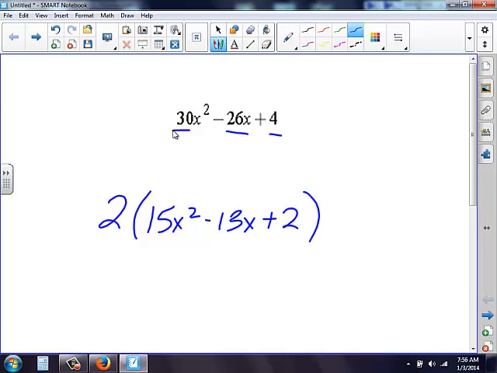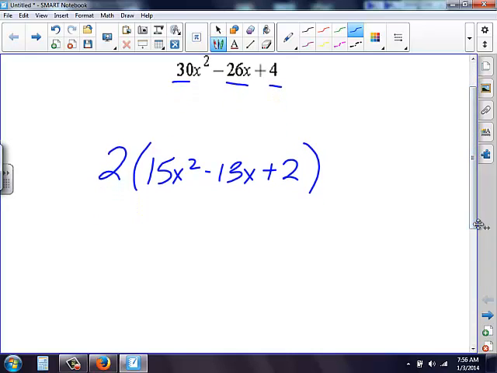Now I look at the inside of my parentheses, I have 15x squared minus 13x plus 2. I can't pull anything more out. I have this 15 in front of the x squared, therefore I need to make my pyramid. 15 times 2 is 30. That goes on top of your pyramid. Now on the inside of the pyramid, we're going to list our factors of 30. We have 1 times 30, 2 times 15, 3 times 10, and 6 times 5.